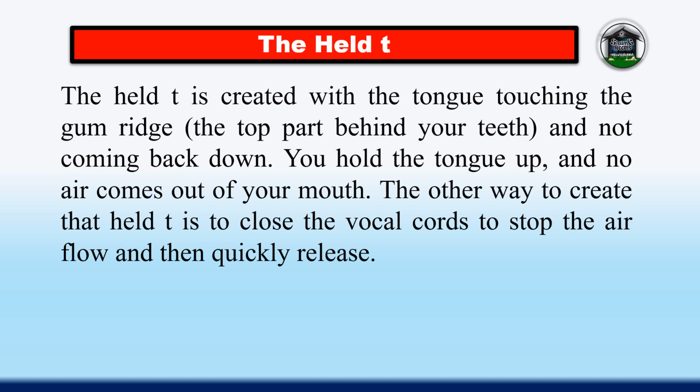The held T is created with the tongue touching the gum ridge and not coming back down. You hold the tongue up and no air comes out of your mouth. Listen to the difference between the released T and the held T. The first word you hear has a released T, and the second word has a held T. Cat, cat. Right, right. But. The other way to create the held T is to close the vocal cords to stop the airflow and quickly release.